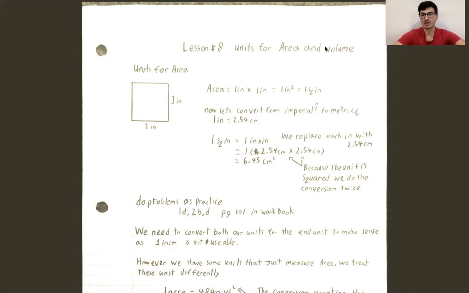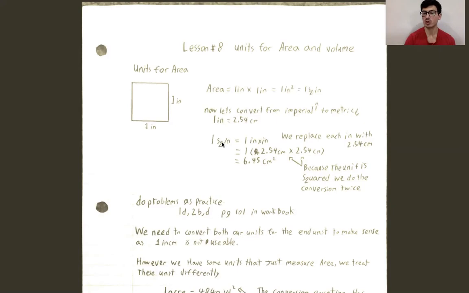So if we have a square that's 1 inch by 1 inch, our area is going to be our base, or our length, times our width. So 1 inch times 1 inch. That's going to give us 1 inch squared. You can write it either way. So we got an area of 1 inch squared, and let's say we want to convert this from imperial, which is inch, to metric, being centimeters. So we have the conversion that 1 inch is going to be 2.54 centimeters.